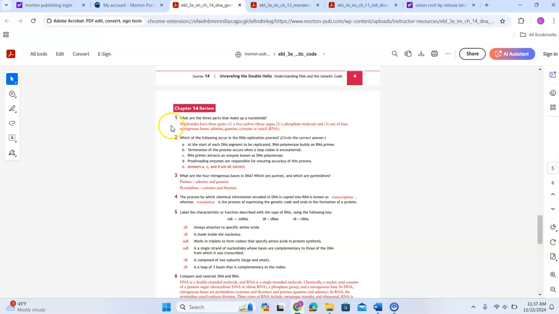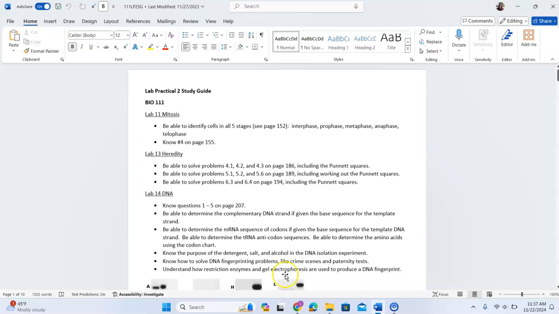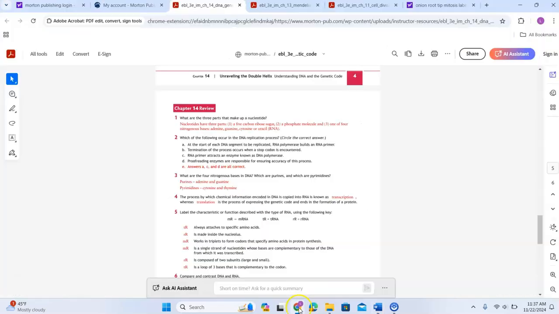Question number 1, what are the 3 parts that make up a nucleotide? And just to make sure you know, this was 1 through 5 on page 207 in the lab manual. So that goes along with this. The 3 parts that make up a nucleotide are a sugar, a phosphate, and a base. And the base can either be A, G, C, or U in RNA, and it can be A, G, C, or T in DNA. That's not listed here, they only have U listed, but for DNA it would be a T. All right, for number 2, the answer is E.